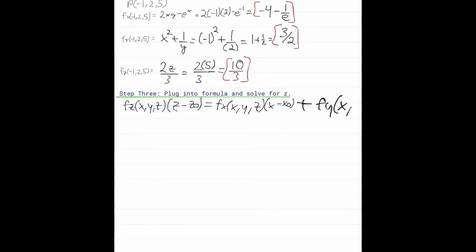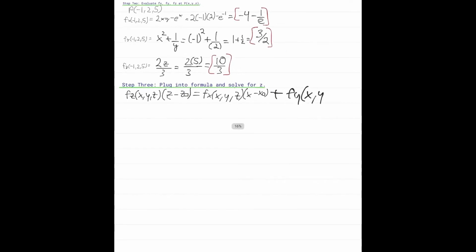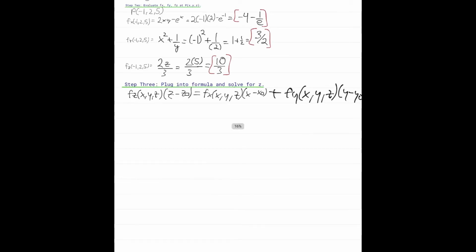So all I'm doing is simply copying the formula, so we know that the formula of tangent plane and linear approximation is the one I just wrote right here. It's kind of a long one, but it's very simple. So make note of the formula so you can read it. Basically it's saying that the partial of z evaluated at x, y, z times z minus z naught is equal to the partial of x evaluated at x, y, z times x minus x naught, plus partial y evaluated at x, y, z times y minus y naught.